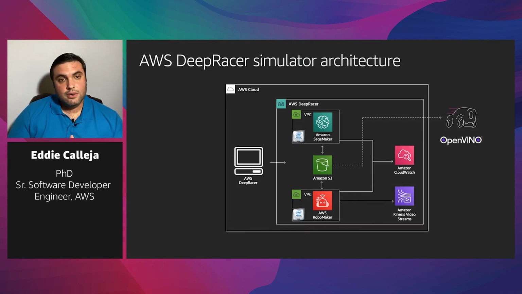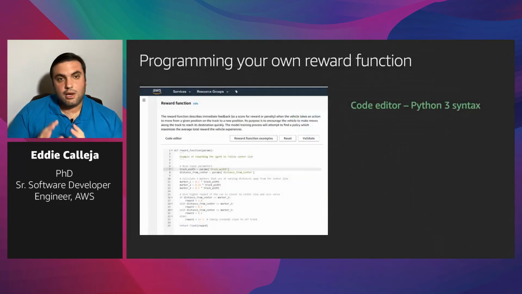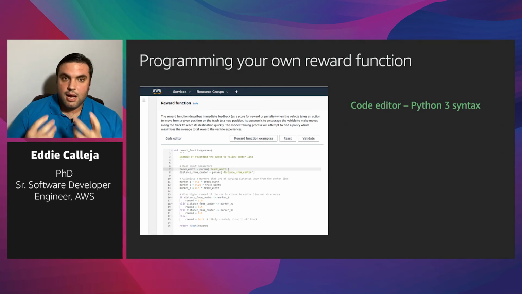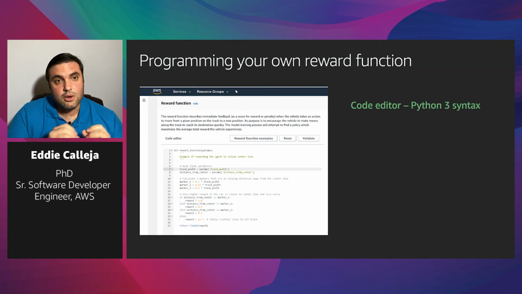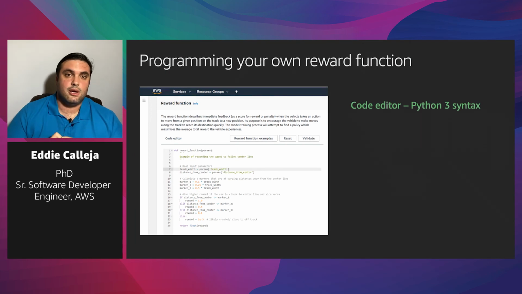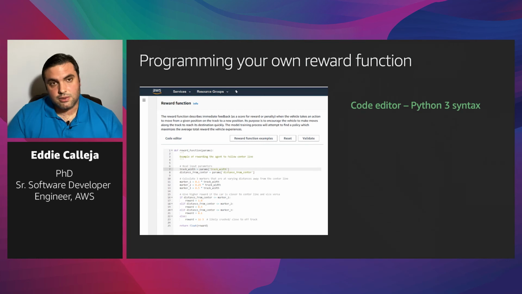So after you train your model, then what you do is you take that model and then you deploy it onto the device. And we'll talk about that in just a second. So how are you going to craft your reward functions? Well, when you go to the AWS DeepRacer console, you're going to go and create your model, and you're going to walk through the wizard that does that.